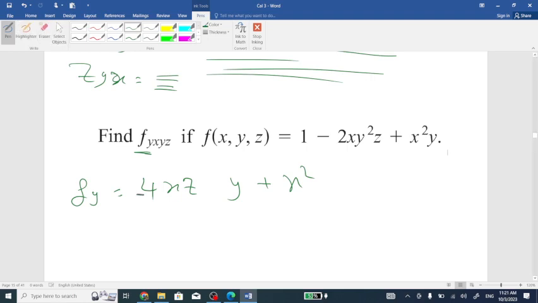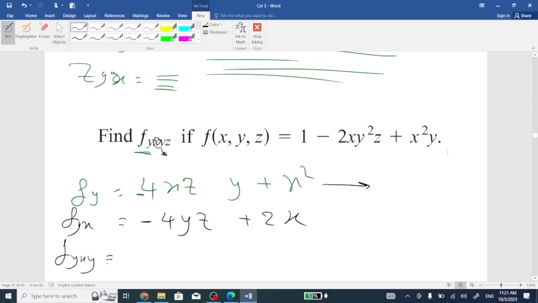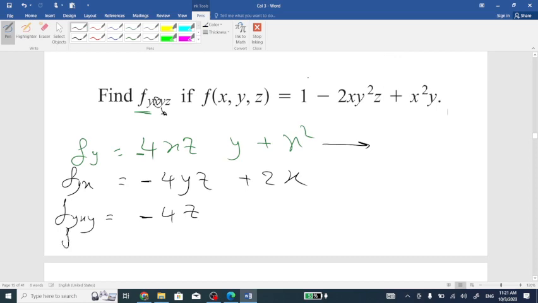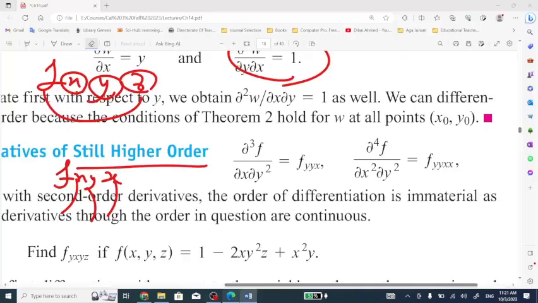Now next we have fy by x, which means here by x. Am I right? I will get minus 4yz plus 2x. The third one we have again by y, equal to minus 4z. Clear? Finally, by z, it will be minus 4. That's all.